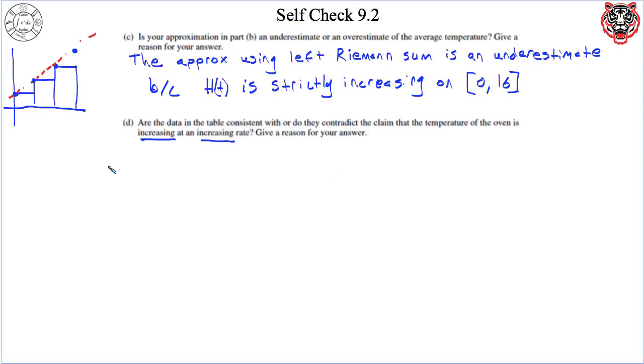So they were 65, 68, 73, 80, and 90. And instead of finding the slopes in between, I just find the difference in between, because it's all going to be the same denominator. So the difference between 65 and 68, I had to add 3. 68 to 73, I had to add 5. And 73 to 80, add 7. And 80 to 90, I had to add 10.